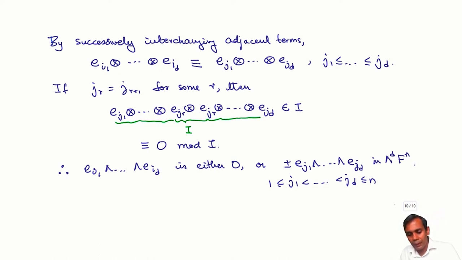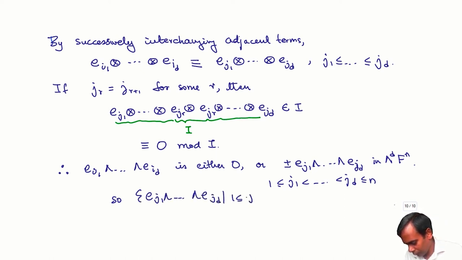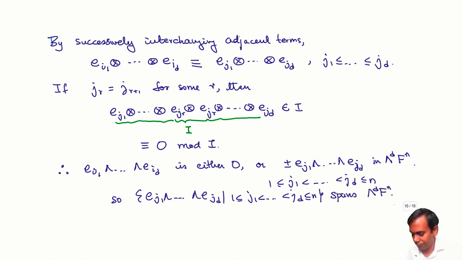Since the image of a basis is a basis, the image of a basis of a vector space modulo a subspace is a generating set. So EJ1 through EJT spans wedge D Fm. Here this should be a plus or minus EJ1 wedge EJT, because each time you interchange two consecutive tensors, the sign flips.